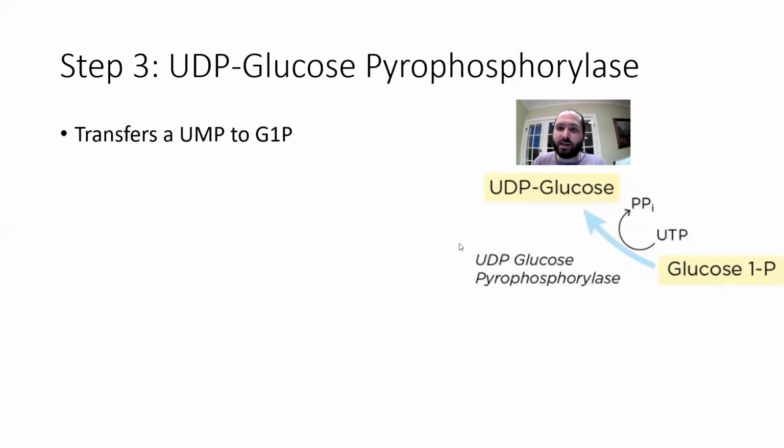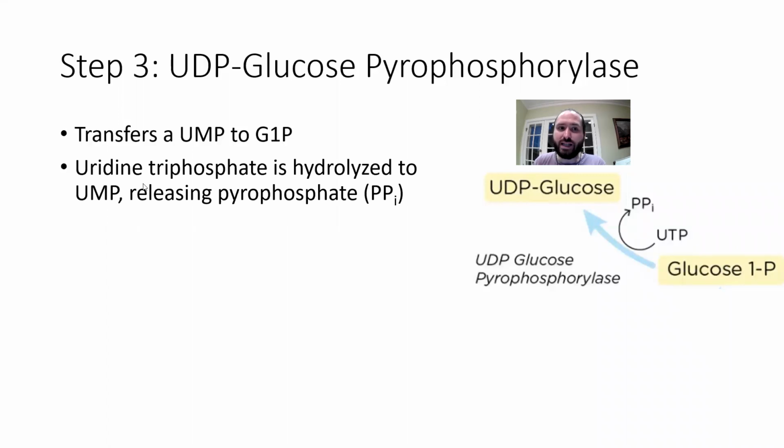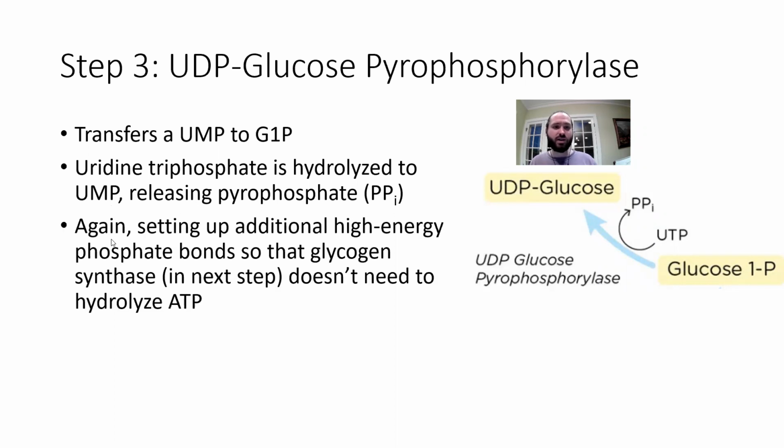This is an enzyme that adds uridine triphosphate. This is a nucleotide triphosphate. We referred earlier to GTP as an ATP equivalent. Likewise, UTP is an ATP equivalent. So this is like ATP hydrolysis in this step, with one twist, which is that we're actually adding the uridine nucleoside itself to the glucose, releasing pyrophosphate. Again, we're just setting up additional high energy phosphate bonds so the glycogen synthase in the next step doesn't need to hydrolyze ATP.